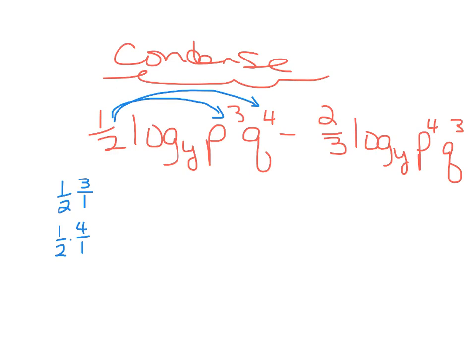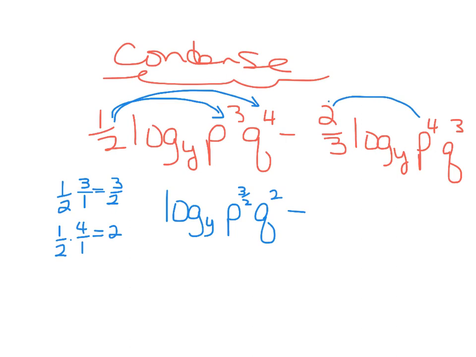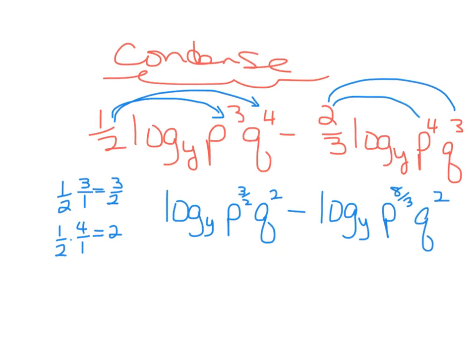So this would give me a new exponent on the p to be 3/2, and then here 4/2, which would be 2. So now for this one, I have log base y of p to the 3/2 power and q to the second power. I'm going to do the same thing with the 2/3, swing it around to the front, and I'll get log base y of p to the 8/3, because 2/3 times 4, and then q, 2/3 times 3 is going to give me 2.